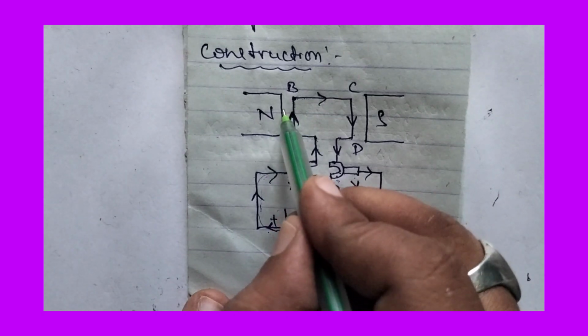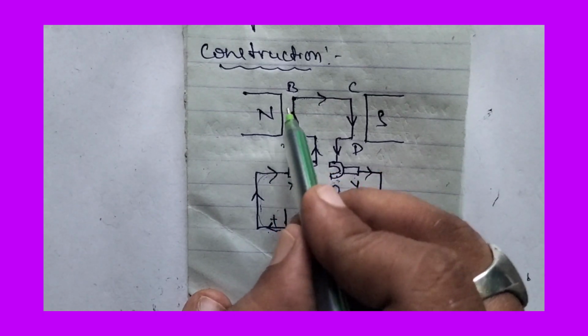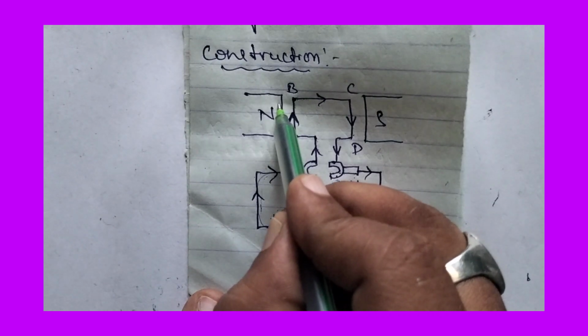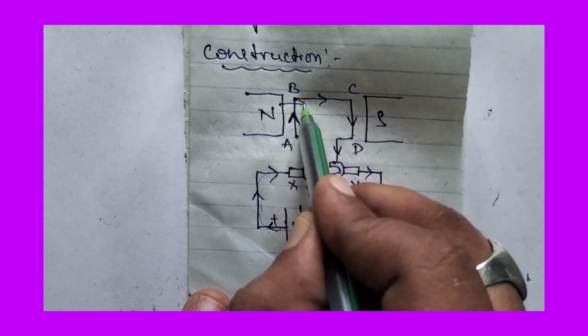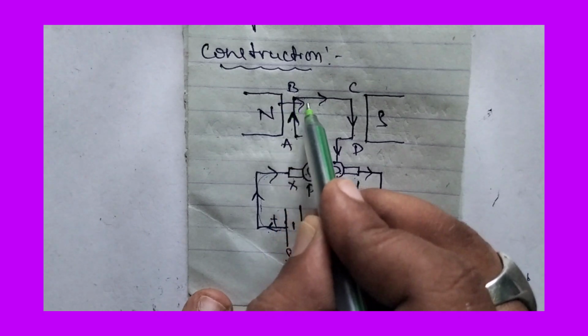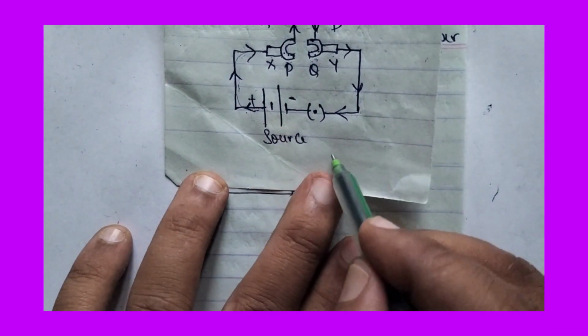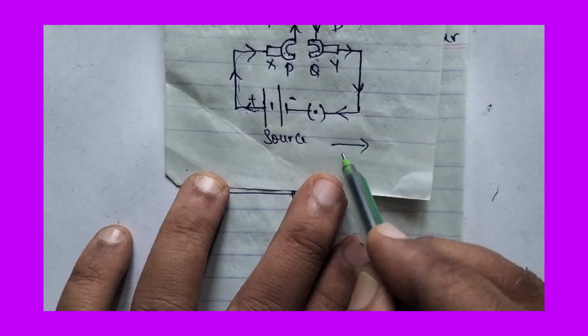We know that always the magnetic field lines move from north pole to south pole. So it goes from north to south. So this is the direction of the magnetic field, from north pole to south pole.